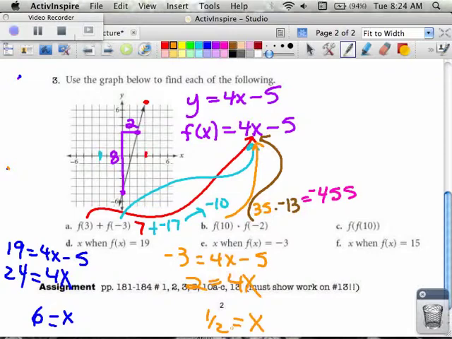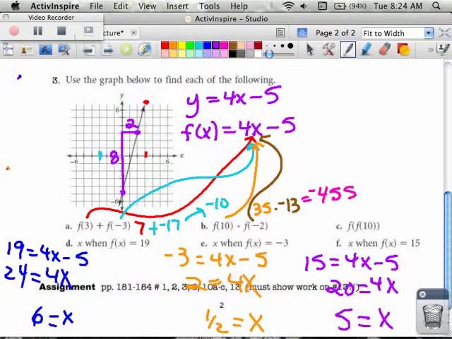And then the last one, again, the same kind of problem. This time we start with 15, and that's 4x minus 5. Add 5 to both sides, and your 4x is now equal to 20. Divide both sides by 4, and your x is 5. So if they start out telling you what the f of x is, you set that equal to the equation, whatever's on the other side. If they tell you what to plug in, you shove that into the x value and out pops your f of x or your y value.